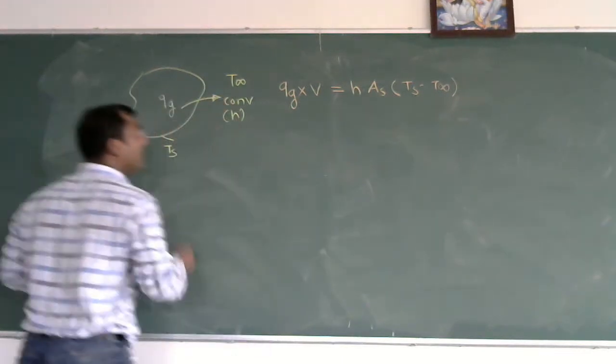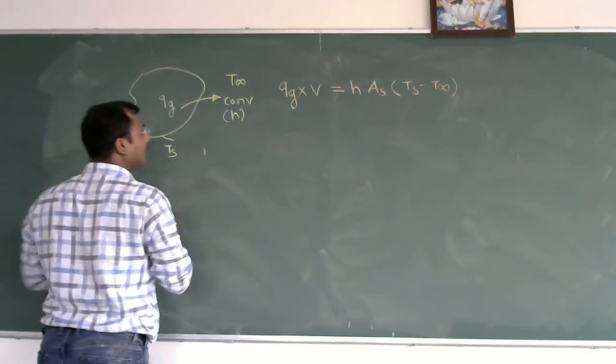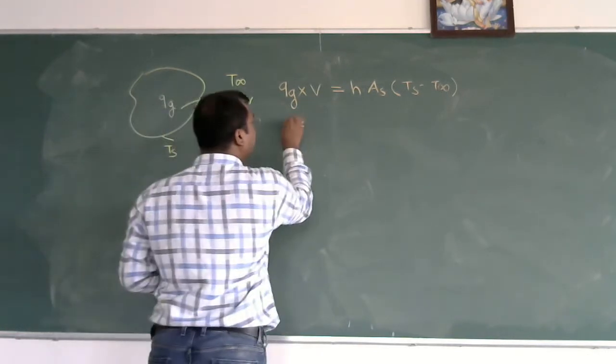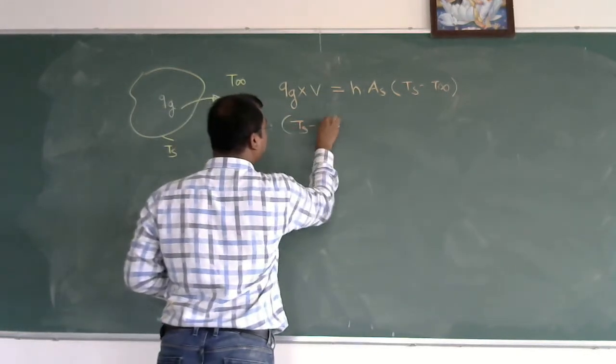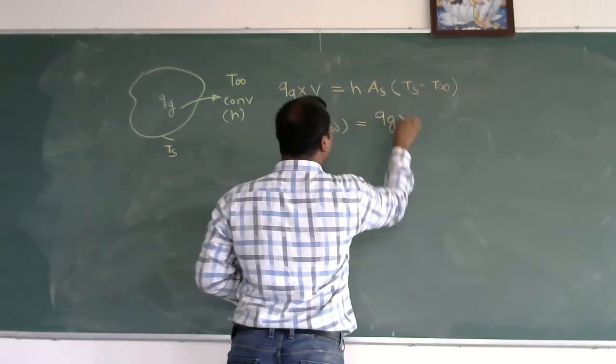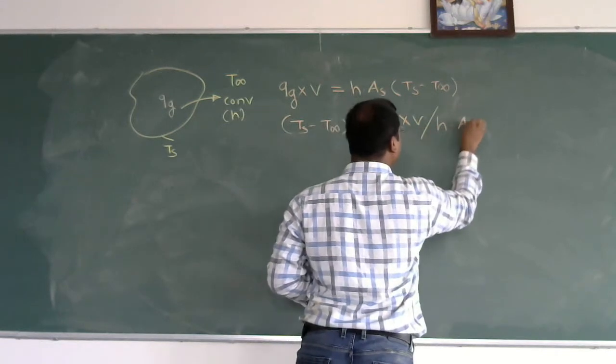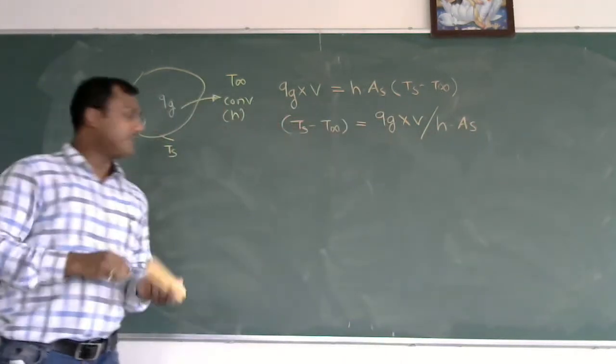Then we do this for the different geometries. For example, if I want to find the surface temperature, I can write Ts minus T infinity equal to Qg into V, divided by h into the surface area. Now what will be the change?